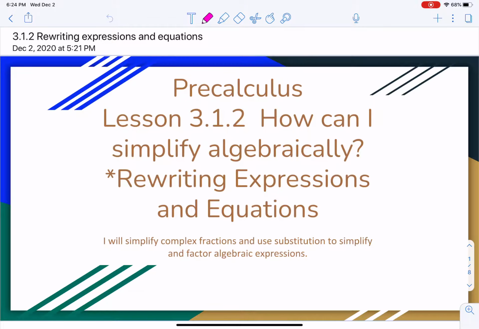Lesson 312, rewriting expressions and equations. So we're going back to fractions today. Today you're going to simplify complex fractions and use substitution to simplify and factor algebraic expressions. So lots and lots of algebra and manipulating fractions today.